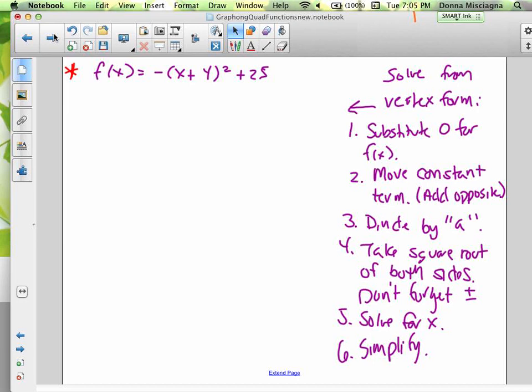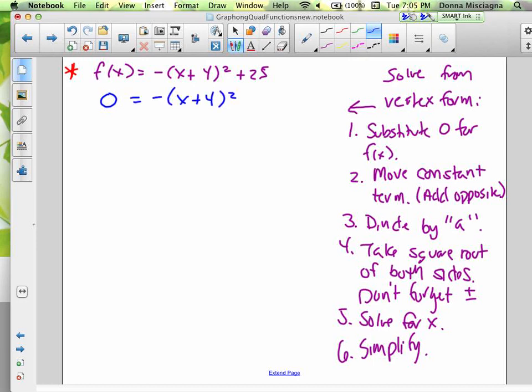All right, so if your equation's in vertex form, here are your steps on the right-hand side. First of all, you just substitute 0 for f of x. So you have 0 equals negative x plus 4, all squared plus 25. And you isolate the something squared. You don't expand it. You don't do anything to it. It's half solved for you. All right, so we're going to subtract 25 from both sides. So we have negative 25 equals negative x plus 4 squared.